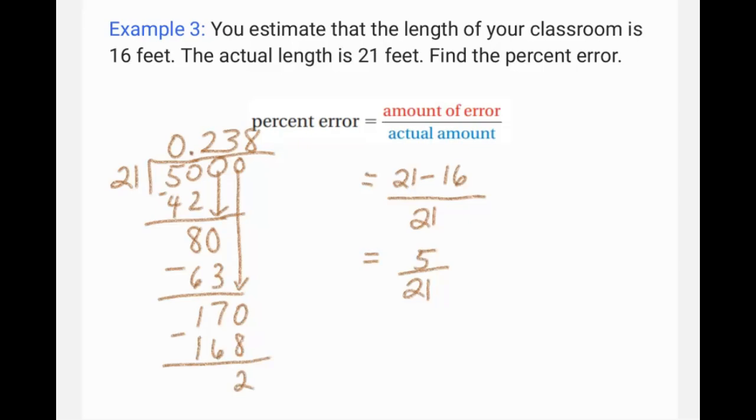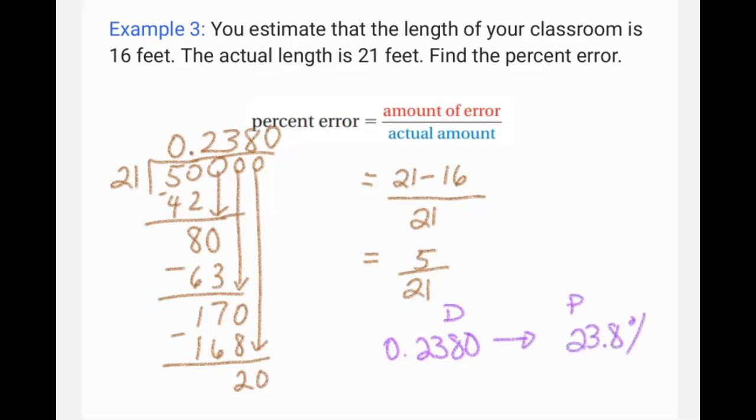21 cannot go into 2, so we bring down a 0. And 21 cannot go into 20, so we have a 0. And that's going to be our 4th number, so we can stop right there. And so then from there, our decimal would be 0.2380. And again, this is our decimal, and we want to change it into percent. So that gives us 23.8% of error in this case.